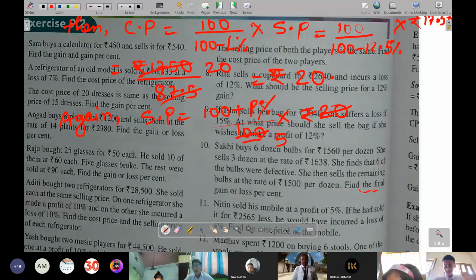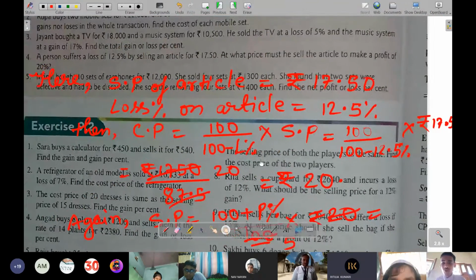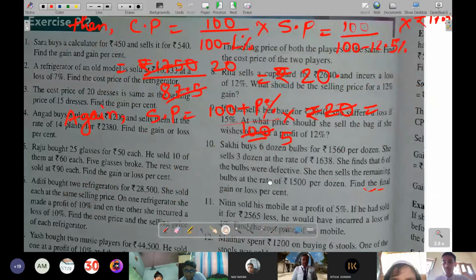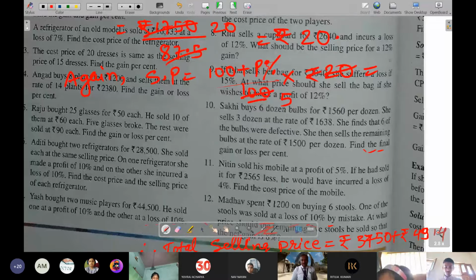25 is 100, and it will become how much? What profit percent is required? 25%, is it? Sir, the answer given is 23.66. 20% is profit. So it will become how much? 120 by 5. So 24% is the answer. Yes, sir. Answer given 23.66.